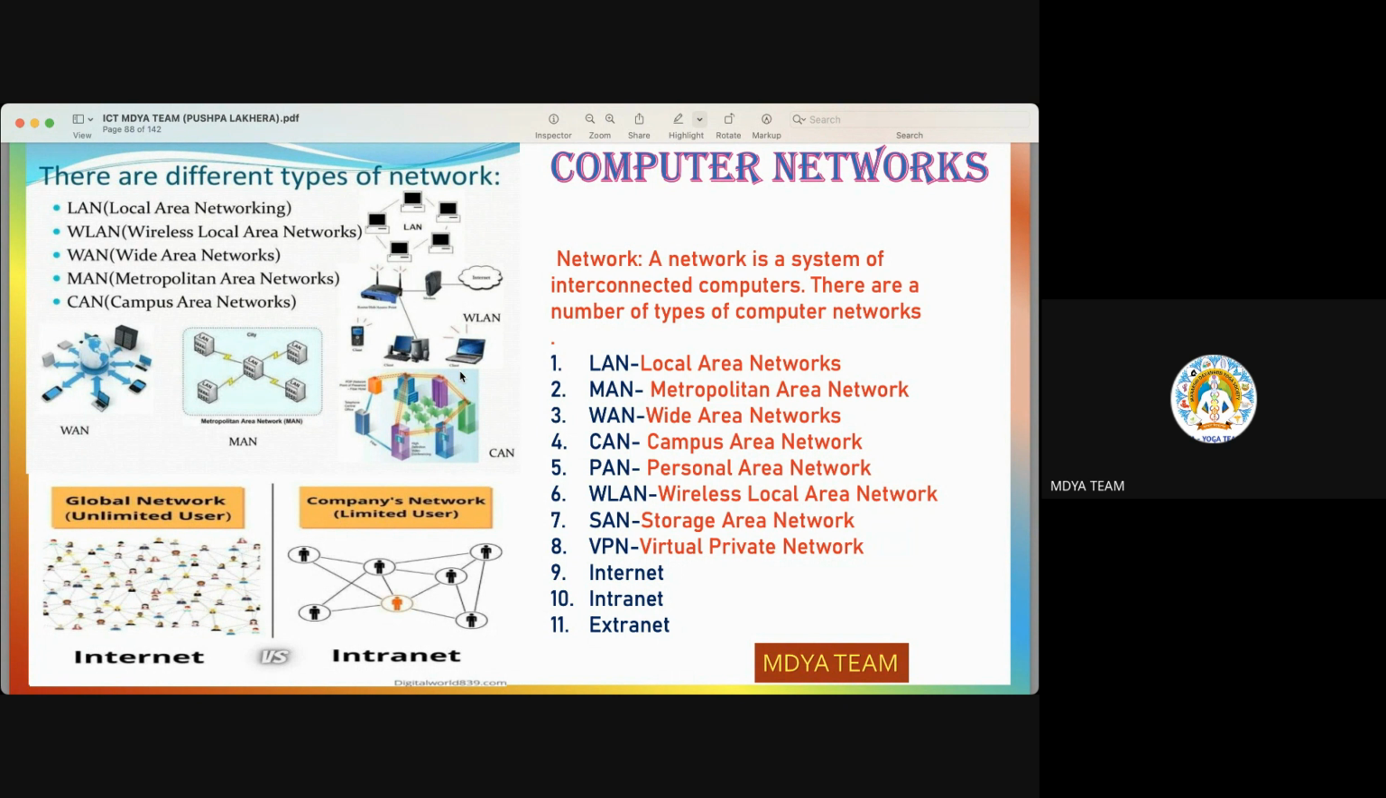Likewise, the name was given depending upon the area through which the various computers can get connected. CAN is campus area network. Within a campus, you can connect the various computers together. And PAN is personal area network. Personal area means if one person is using two, three, four systems depending upon his or her need, they can connect. He or she can connect all those three, four computers, but no one else can access those systems.